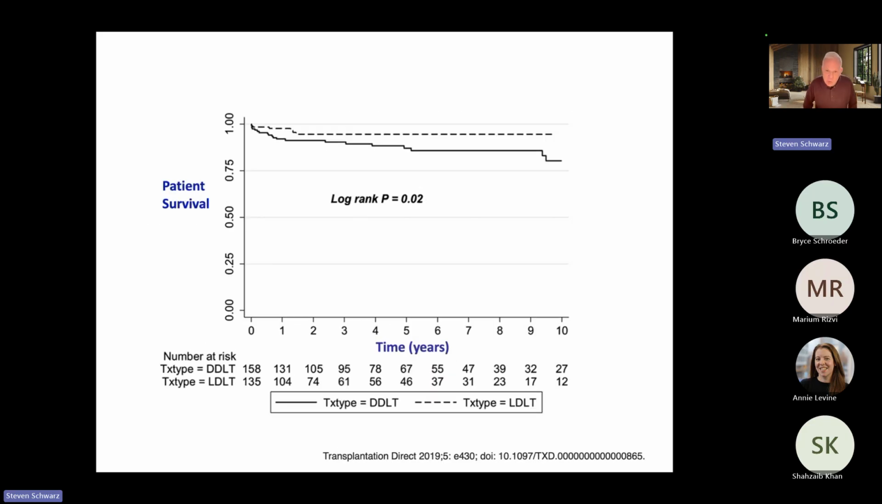And the same is true for patient survival. Again, the deceased donor is the solid line, the living donor is the dashed line, and note the significant difference 10 years out between the two.